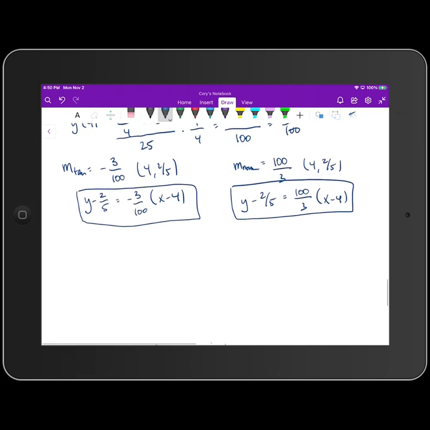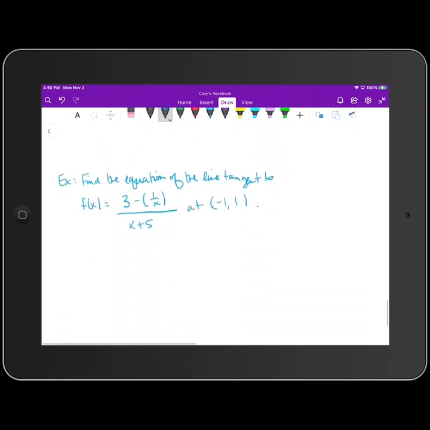All right, on to the last example. So the directions here ask us to find the equation of the line tangent to the function f of x, which is 3 minus 1 over x, divided by x plus 5, at the point negative 1, 1.